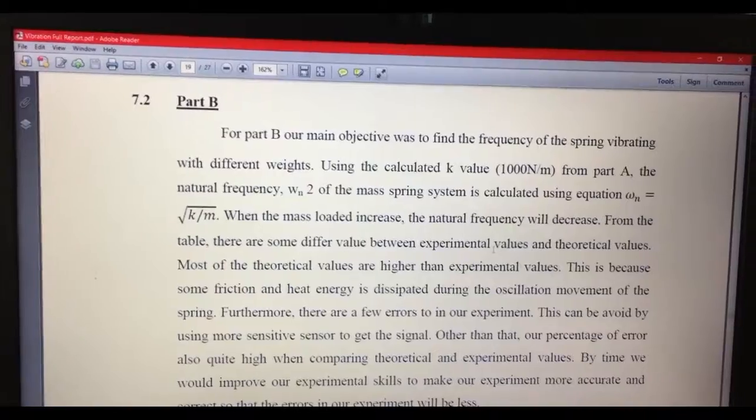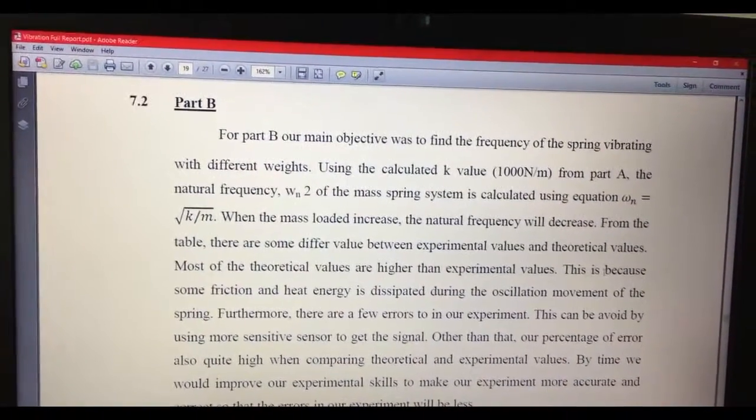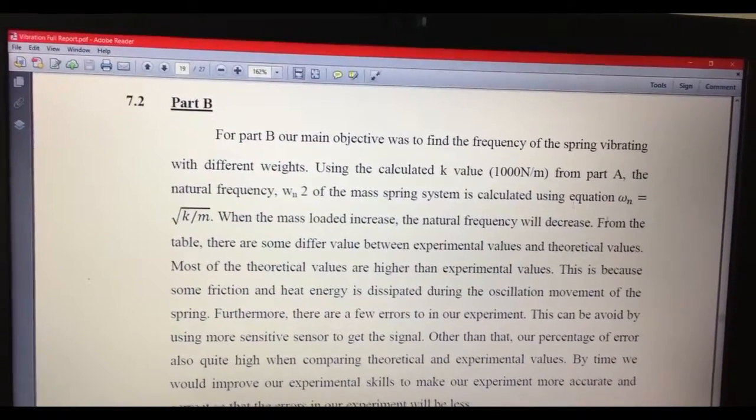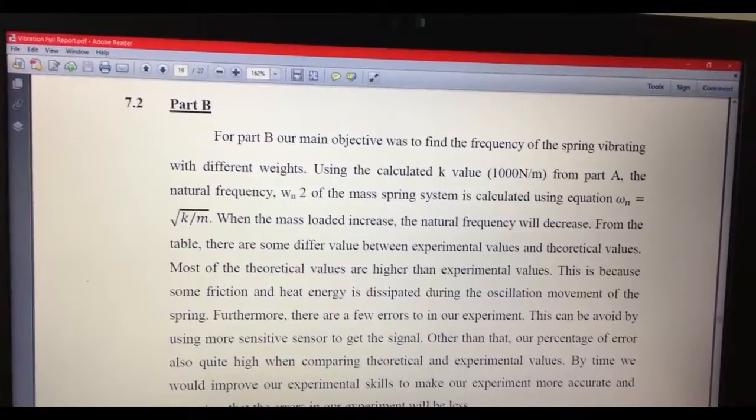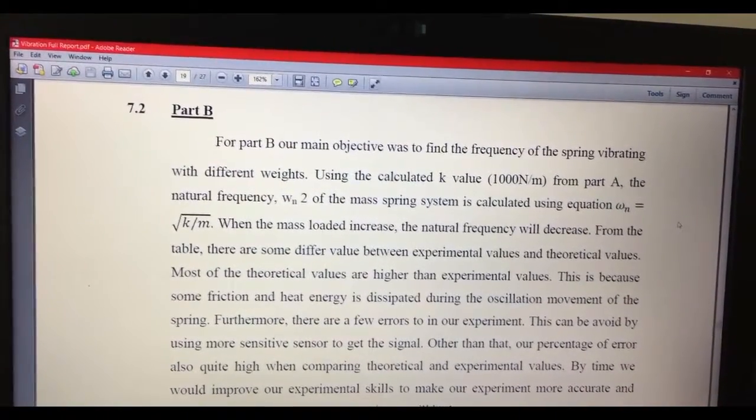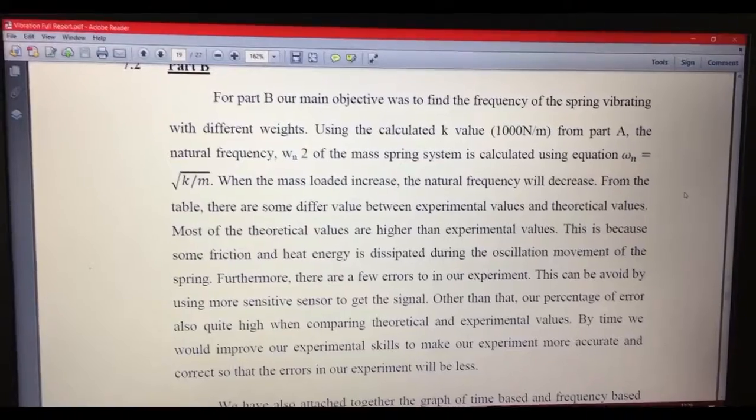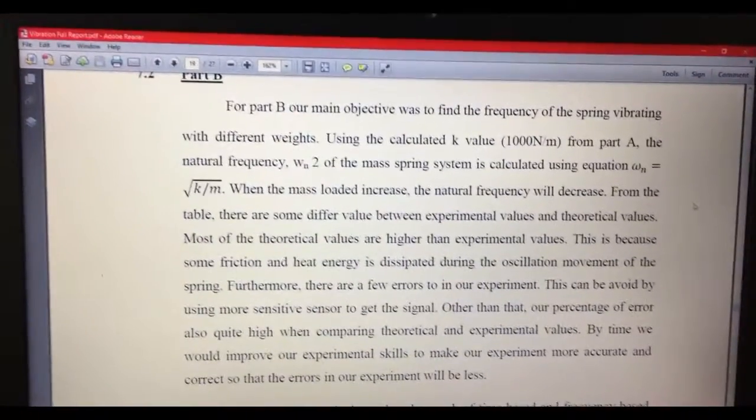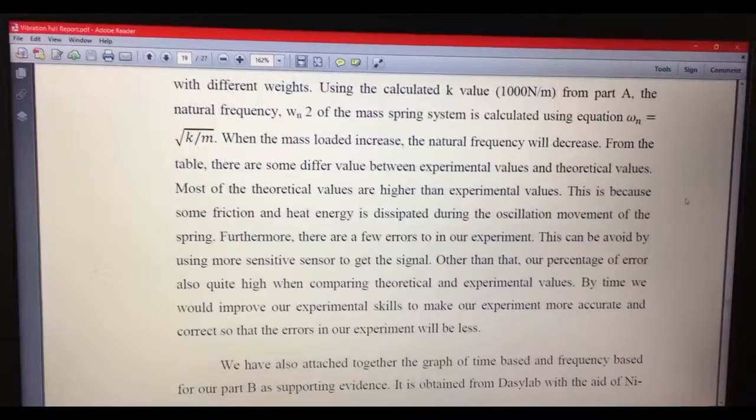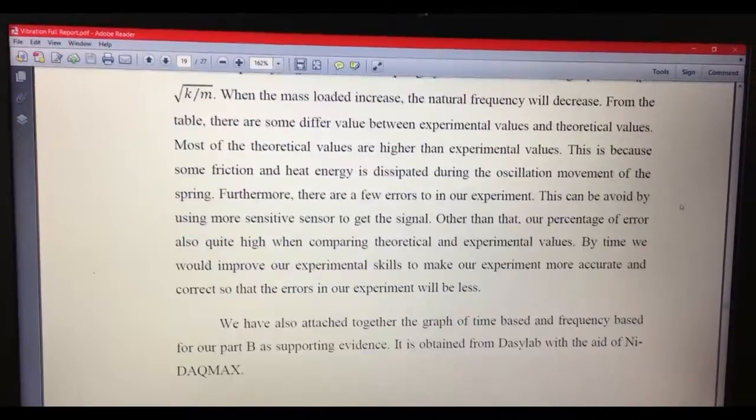Then for part B, as I stated just now, we use the formula root of k over m to find the theoretical natural frequency and the DasyLab graph to find the experimental natural frequency, and then we compare both of them.